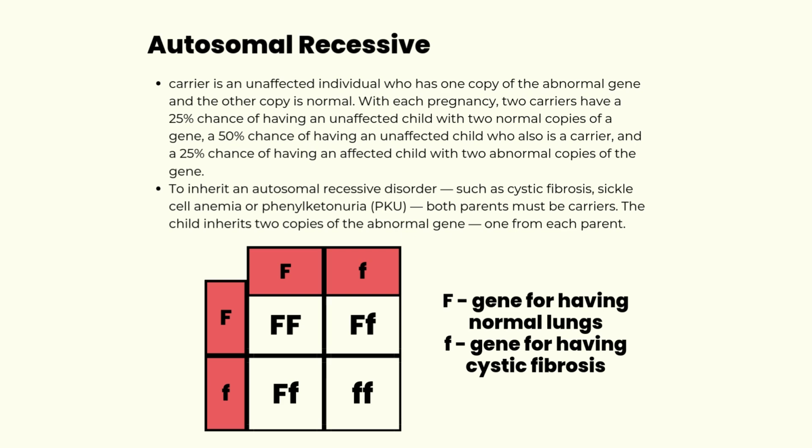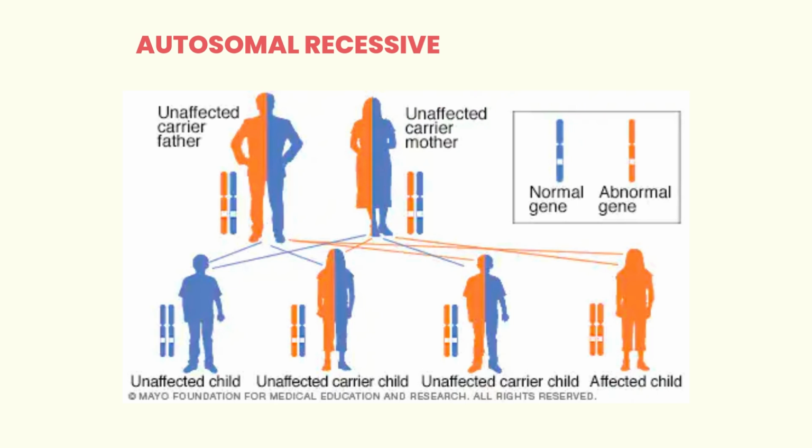if two parents who were carriers had offspring, there would be a 25% chance of having an affected child who has two abnormal copies of the gene. So to inherit an autosomal recessive disorder, both parents have to be carriers of the disorder. So looking at how that would play out in real life, here is a diagram of both parents being heterozygous for the abnormality, and then what their offspring could potentially be like, with a 25% chance that the child would be affected by this disorder.